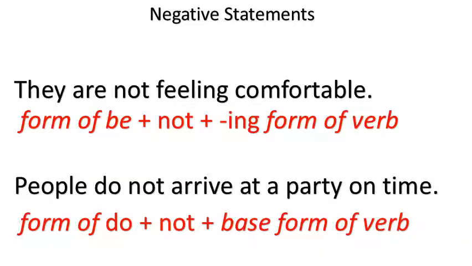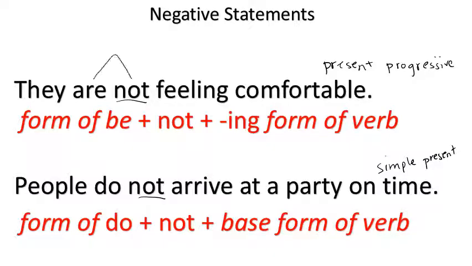Now the way to turn each tense into a negative statement is simply just by adding one word, and that is not. So as you can see, we've added not in between the verb to be and the ing form of the verb in the present progressive. And this is clearly a present progressive because of the ing form of the verb. And in a simple present, I've added it between the form of do and then the action verb. Okay? So just to make things a lot easier, simply contract them. Aren't, do not, or sorry, don't.